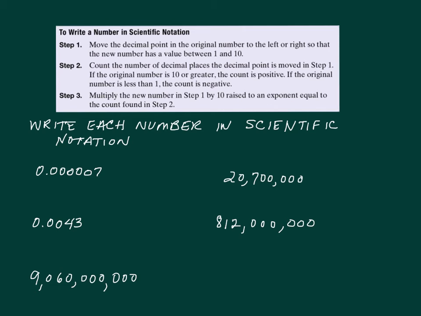What is that saying? It says multiply the new number in step 1 by 10 raised to an exponent equal to the count found in step 2. It's a whole lot of words. Watch what I do here.